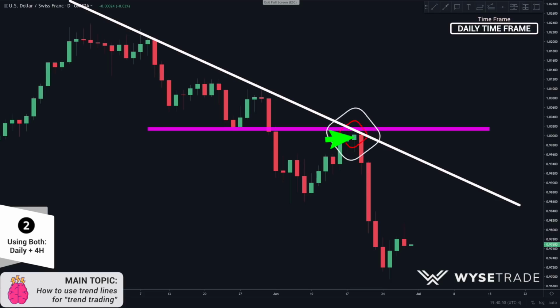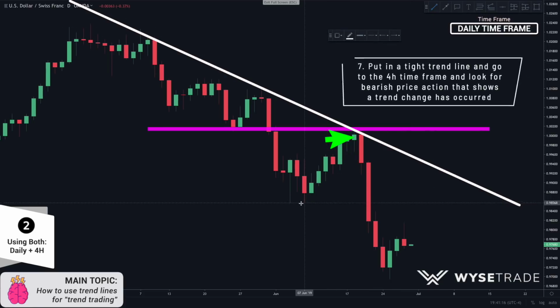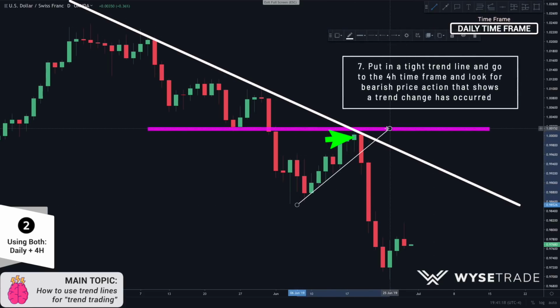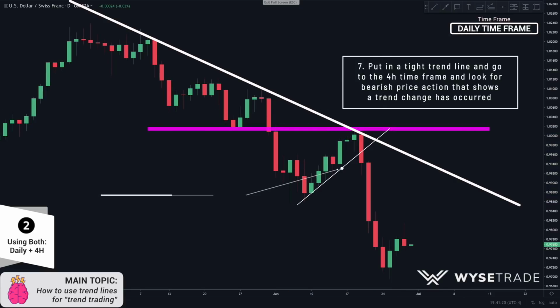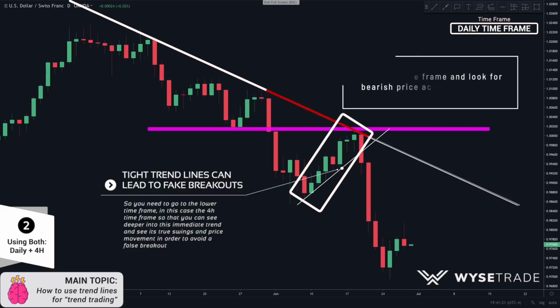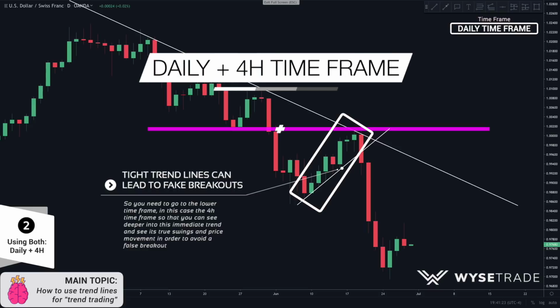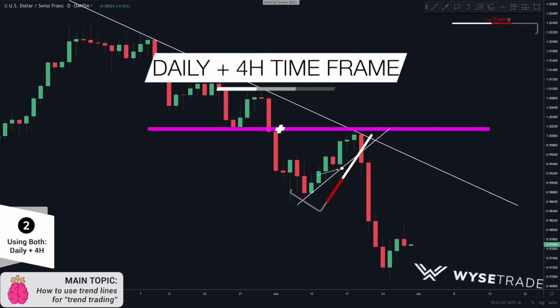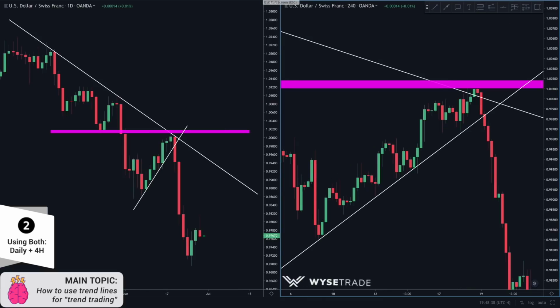Since we had a candlestick reaction and formation at this axis point, we then put a tight trend line in like this. The problem with tight trend lines is that they can often lead to fake outs. So how do we get around this problem? We use a lower time frame, specifically the 4-hour time frame, so that we can see deeper into this immediate trend. So let's put the 4-hour time frame beside our daily time frame so you can see both simultaneously. So here we have both time frames side by side.